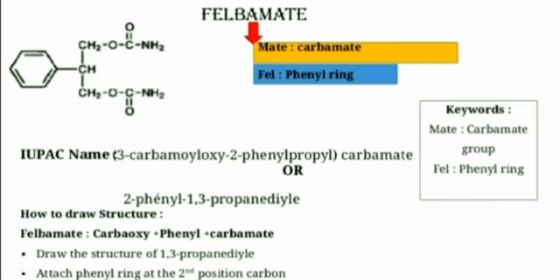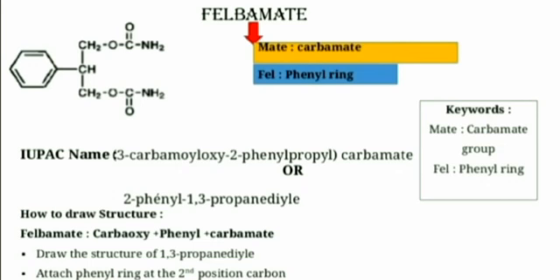Then the last drug acting as a miscellaneous compound in the category of anticonvulsants is felbamate. The word mate in the drug name felbamate indicates the carbamate structure, and fel indicates the phenyl ring. According to our pronunciation, we remember fel as phenyl ring. So these two are the keywords, mate and fel. Mate means carbamate group, fel means phenyl ring. These two are the keywords for remembering the felbamate structure.